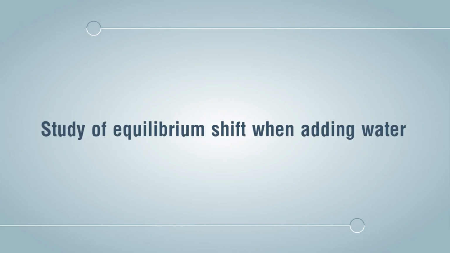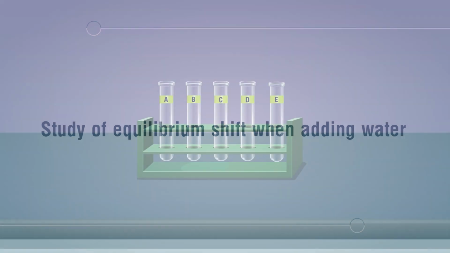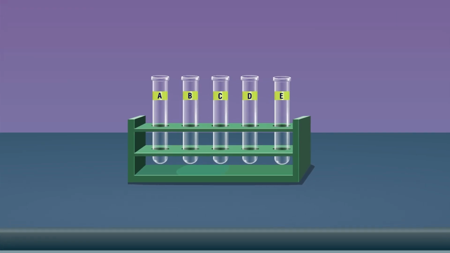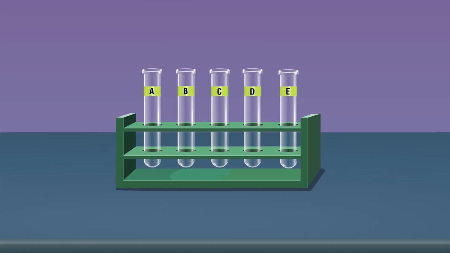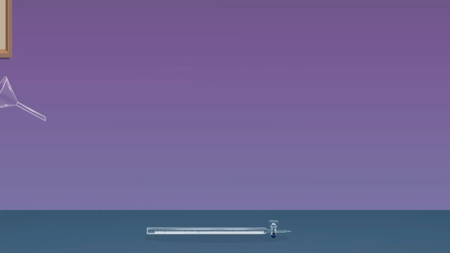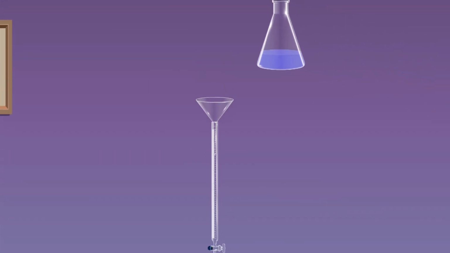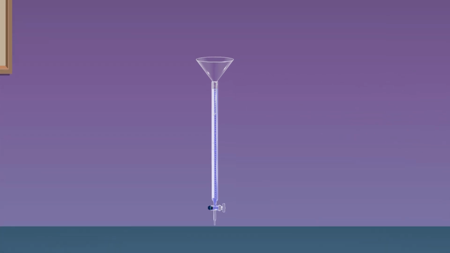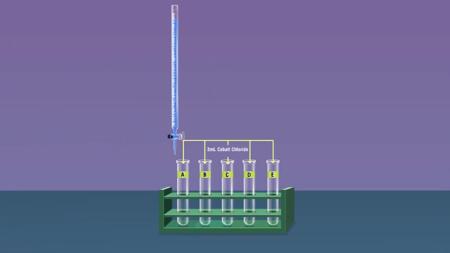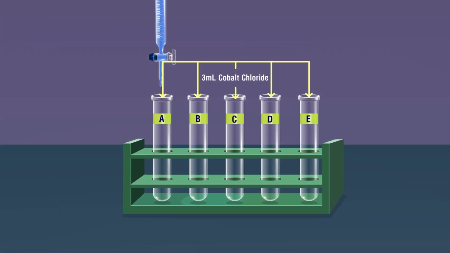Procedure: study of equilibrium shift when adding water. Take 5 test tubes labeled as A, B, C, D and E. Take the cobalt chloride solution in a burette. Add 3 ml of cobalt chloride solution in test tube A from the burette. Similarly, add 3 ml of cobalt chloride in the remaining test tubes B, C, D and E.